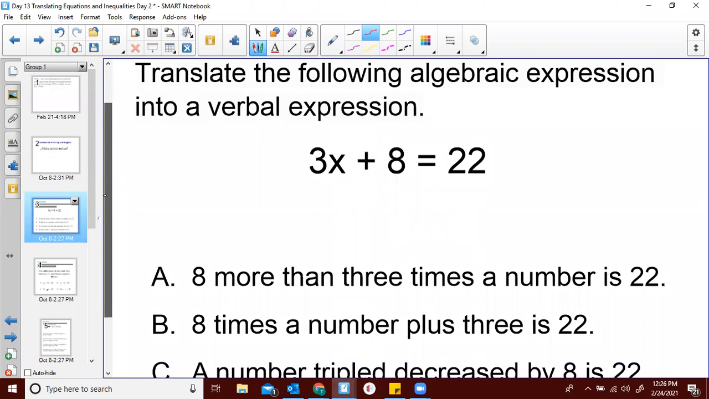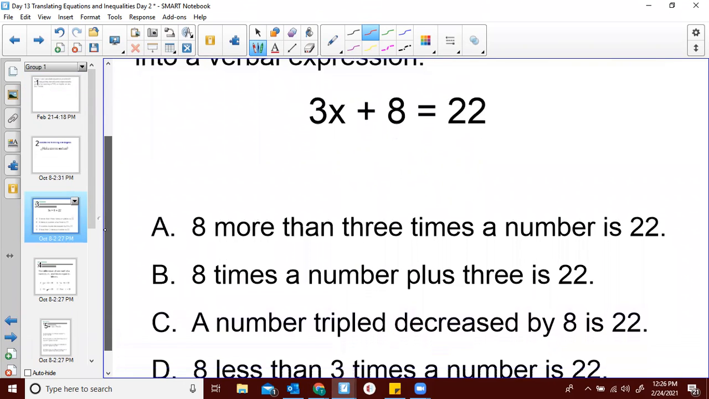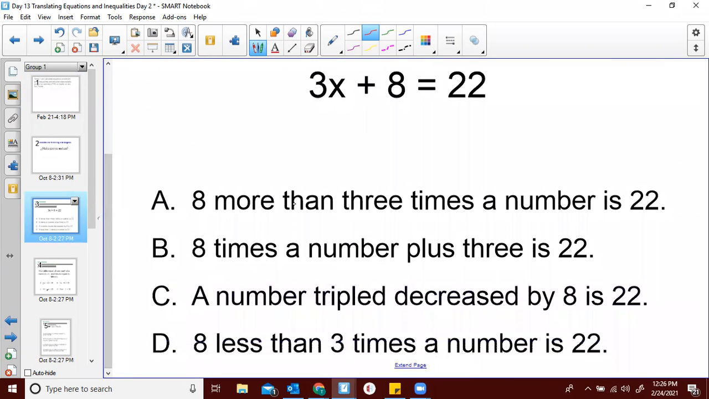All right, so translate the following algebraic expression into a verbal one. Just like yesterday, what I like to do is start with A, B, C, and D, and just go down. Once I find a discrepancy, something that doesn't make sense, that's not the same as what I'm looking for, I'm going to get rid of it. And that's not going to be a good choice.